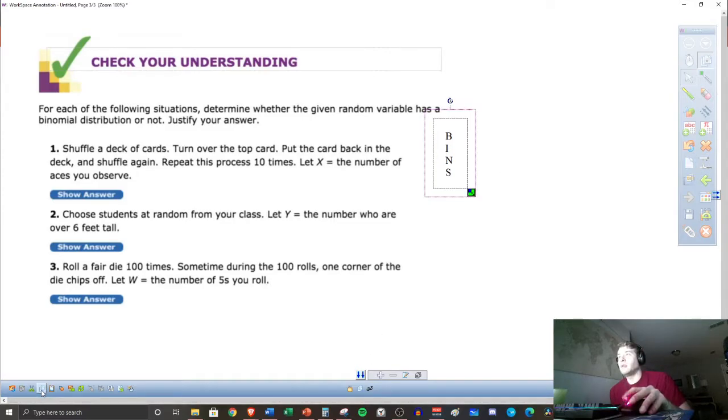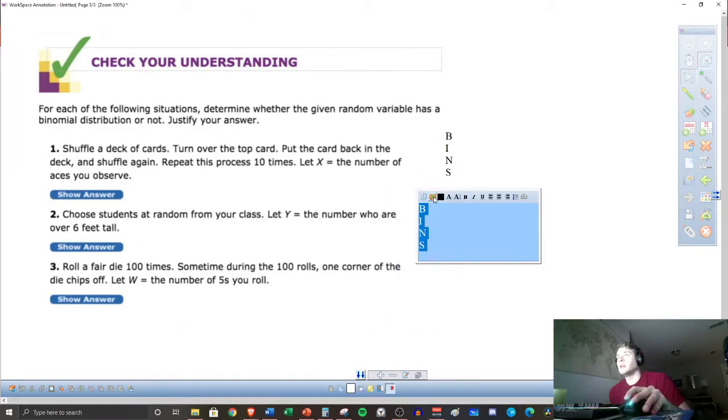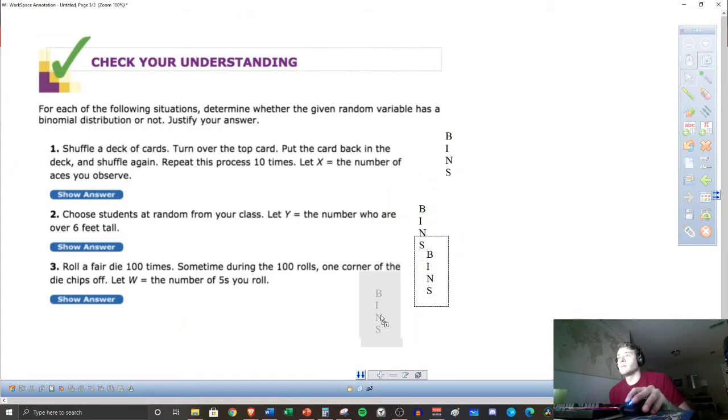Okay, I'm going to duplicate this 3 times. So we're gonna go through here, and I'll be using check marks if it's binomial or not.